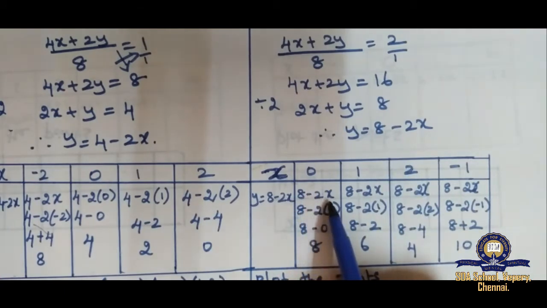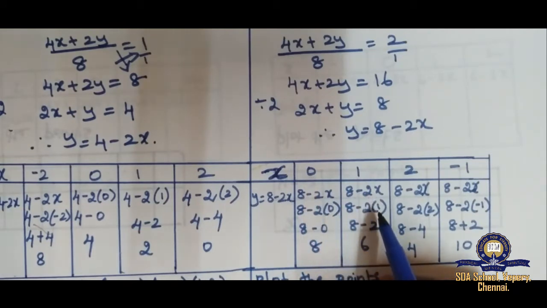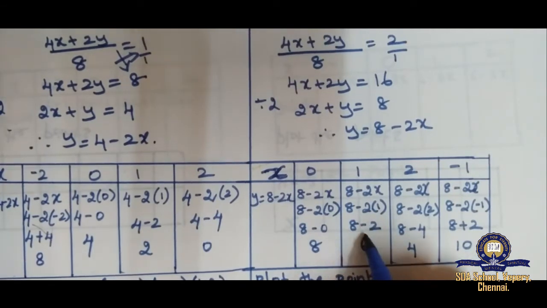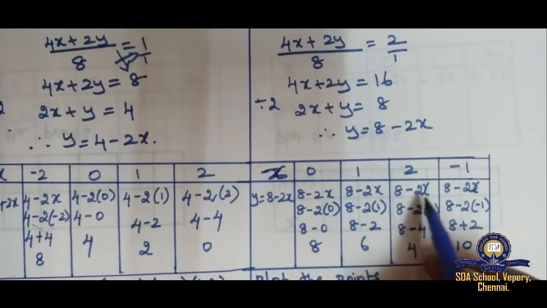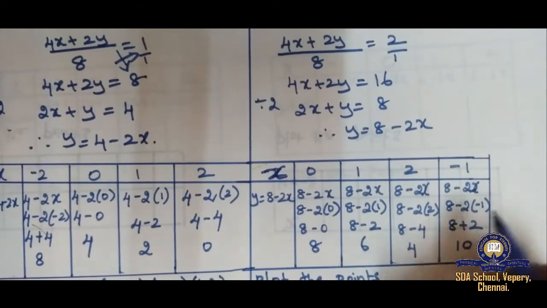So 8 minus 2x I have written. 8 minus 2, instead of x I am going to substitute 0. 8 minus 0 is 8. Same way, 8 minus 2 into 1. Instead of x I have substituted 1. Then 8 minus 2 ones are 2. 8 minus 2 is 6. Here 8 minus 2x, instead of x I have substituted 2. Then 8 minus 2 2s are 4. 8 minus 4 is 4. 8 minus 2x, instead of x I have substituted minus 1.